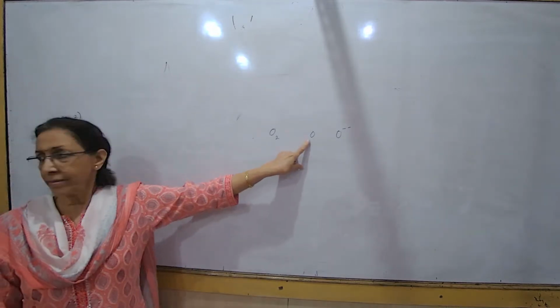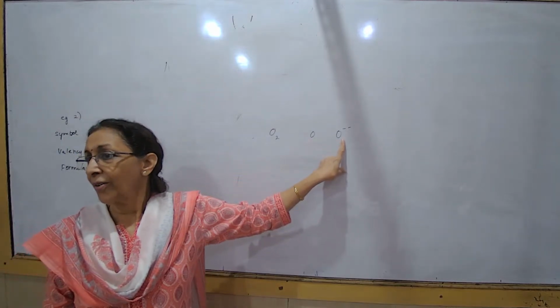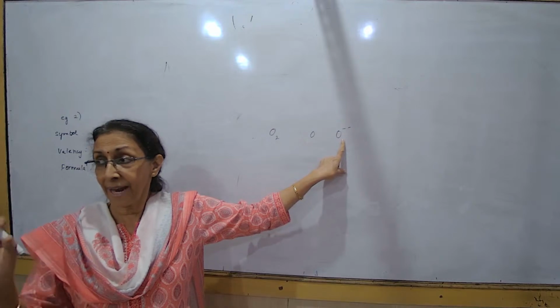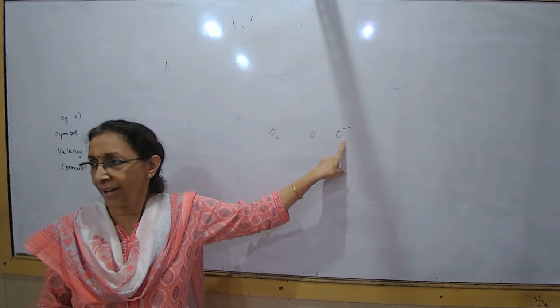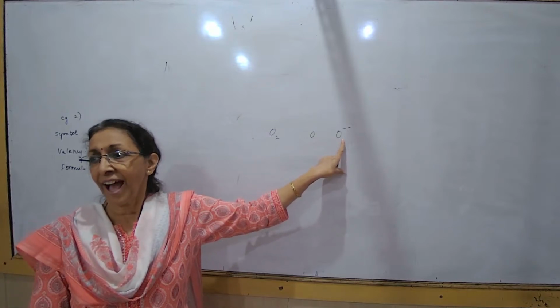What is this now? It is an atom. What is this? Minus 2 negative charges. What is it called? An atom with some charge. I gave you the definition just now. What is it? Anion.